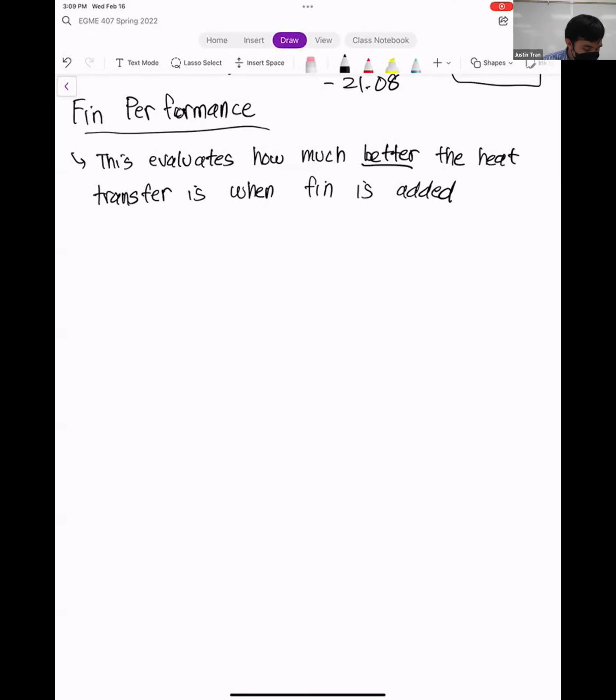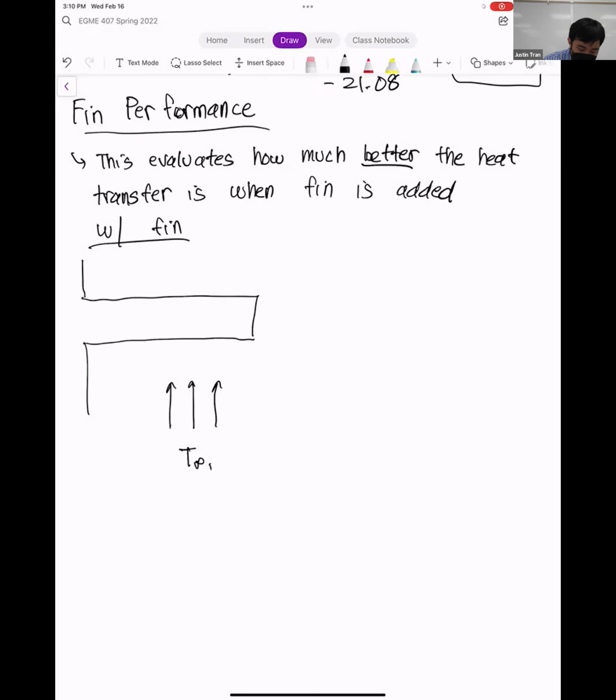And so I'm going to show you two situations here. I'm going to show you a situation with the fin and then without the fin. And so if you have a fin, you have a situation that looks like this. You have some kind of fluid flowing past it, so you have T infinity and you have h. You have the cross-sectional area, A_c. And you have the excess temperature of the base, theta B.